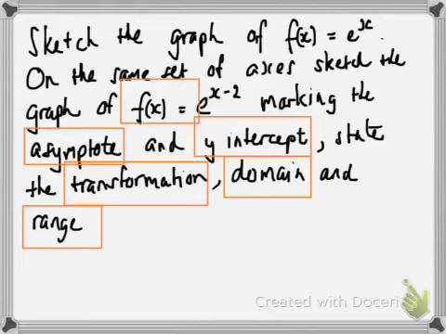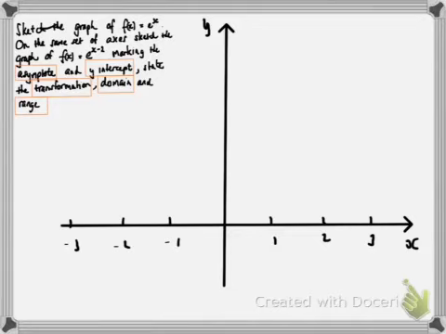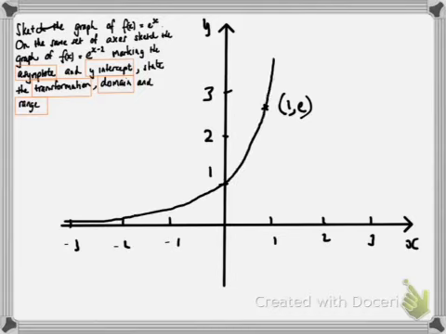Okay, so we've got this graph here, and we have to sketch the original e^x graph first up. So we know that that graph looks something like this, passes through the y-intercept at 1 there. It's also going to pass through, to give us a bit of a guide, (1, e). And remember e, when we talked about it first up, it was about 2.71. So I've marked (1, about 2.7) there. So now the e^x graph passes through there and goes upwards like that.